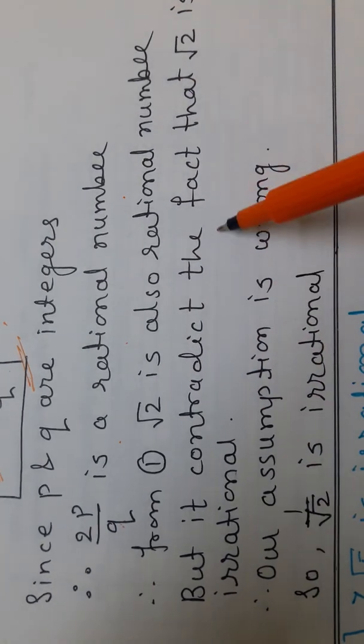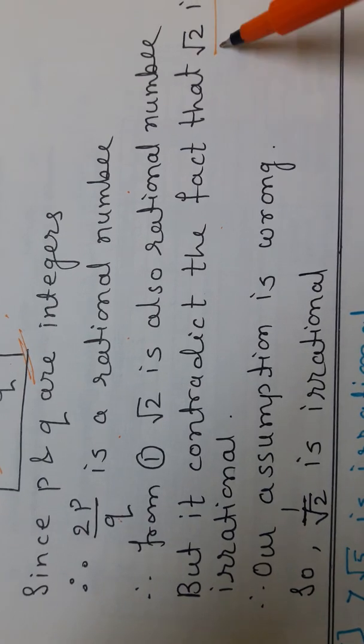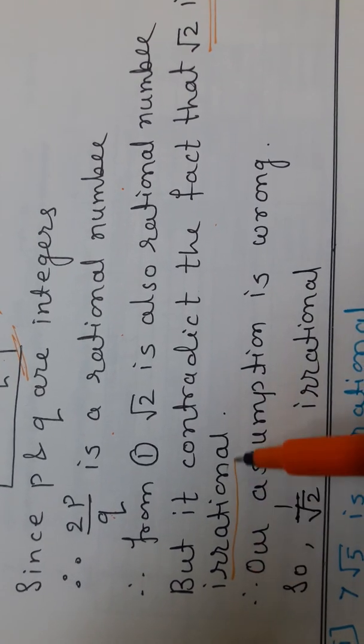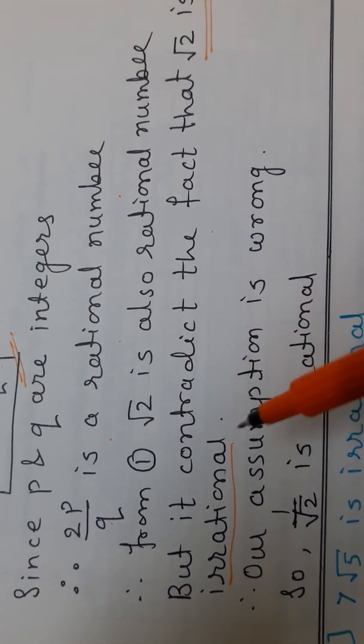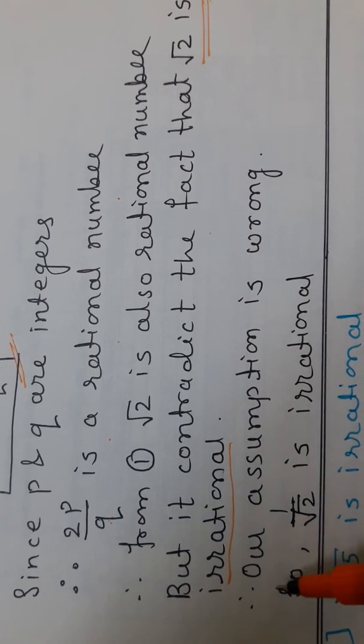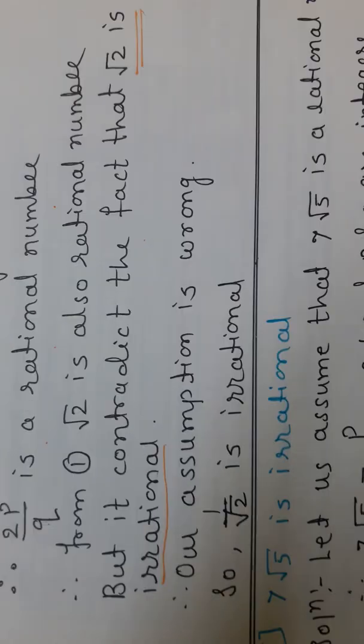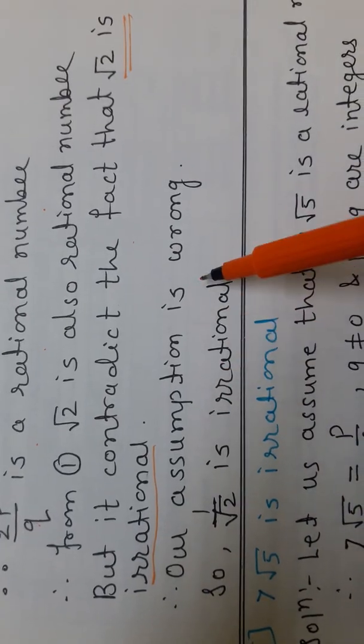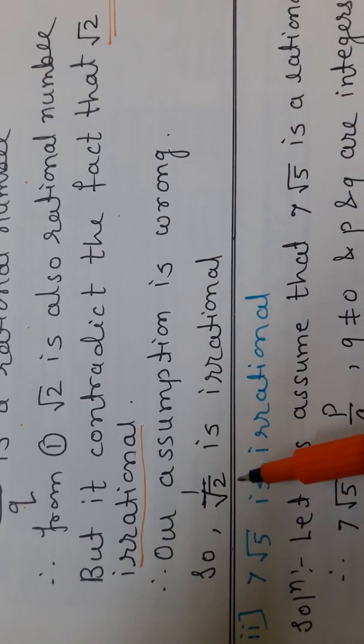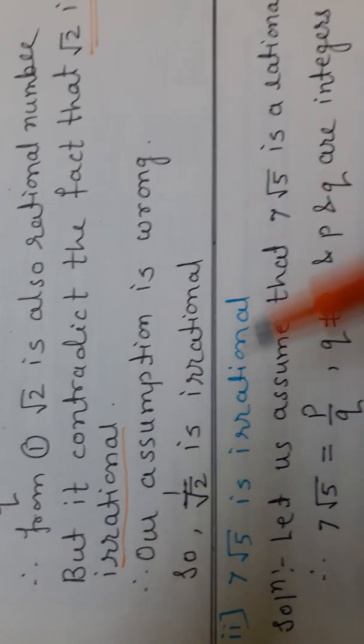But it contradicts the fact that root 2 is irrational. This is a contradiction. Therefore, our assumption is wrong. So, 1 upon root 2 is irrational.